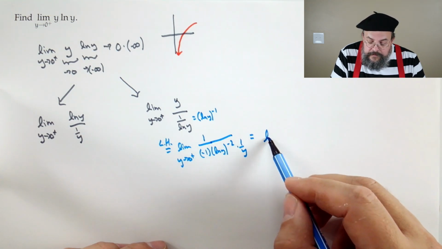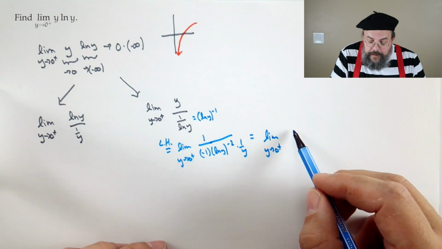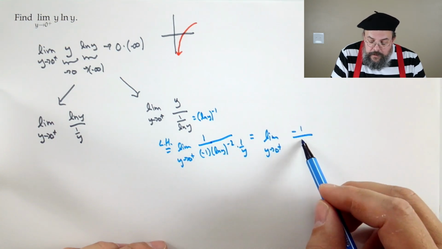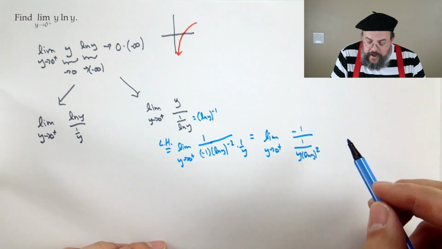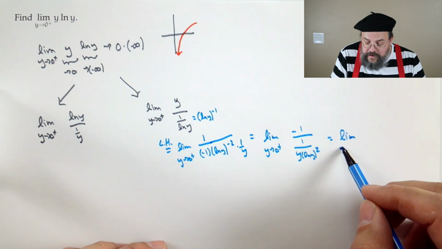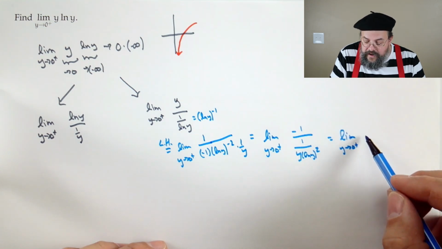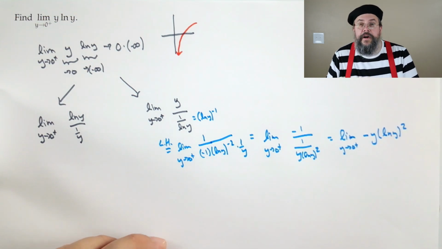Okay, so what do you end up with? So this is the limit as y goes to 0 from above. You have a minus 1 over y log of y squared. Or you could also say this is the limit as y goes to 0 from above of minus y times log of y quantity squared.